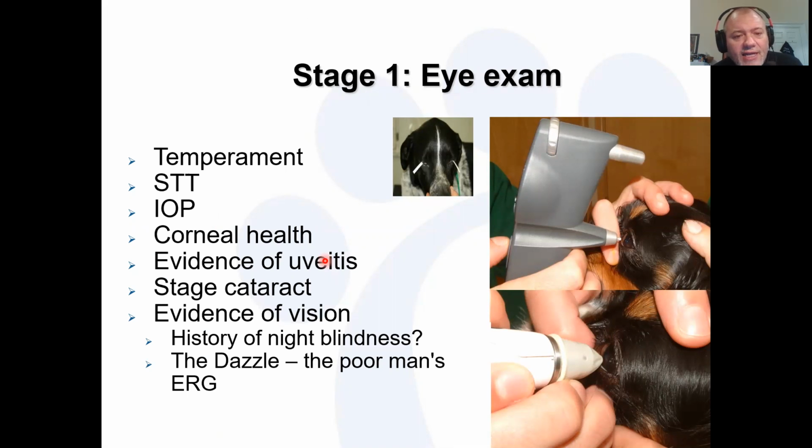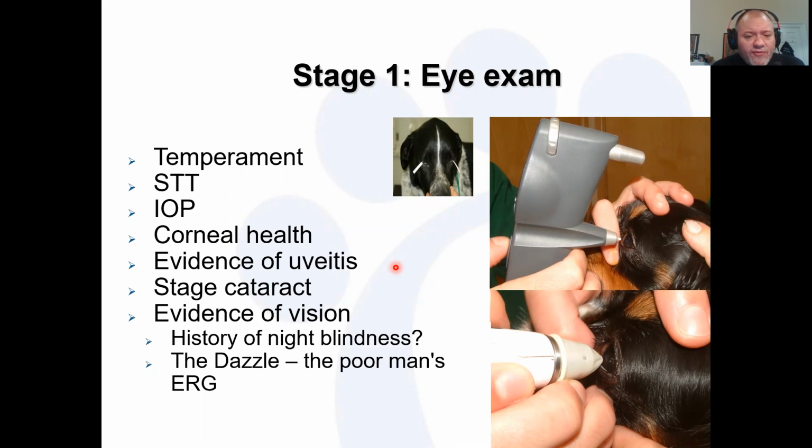Any acute inflammation we want to get rid of prior to surgery, and then we also want to immunosuppress the eye prior to surgery to reduce the risk of severe postoperative inflammation. We stage the cataract, which helps us to work out whether we need to operate now or later, and also assess our risk of LIU. And then we assess vision. We talk to the owner about a history of night blindness or nyctalopia. It's one of the cardinal signs of PRA, which, as you mentioned, can go on to cause cataract.